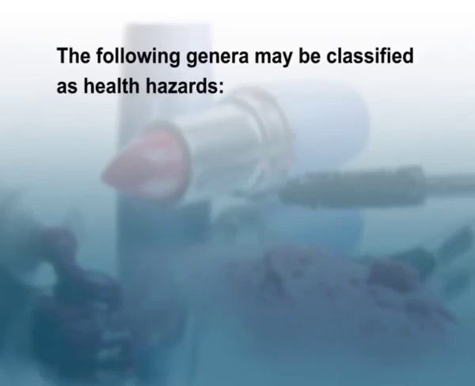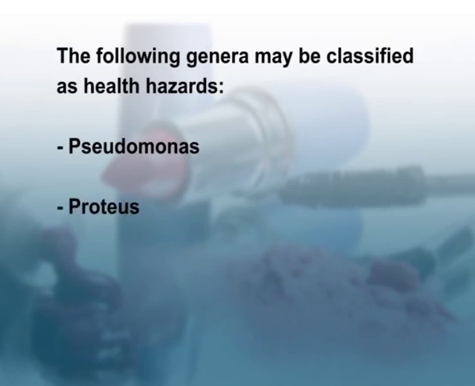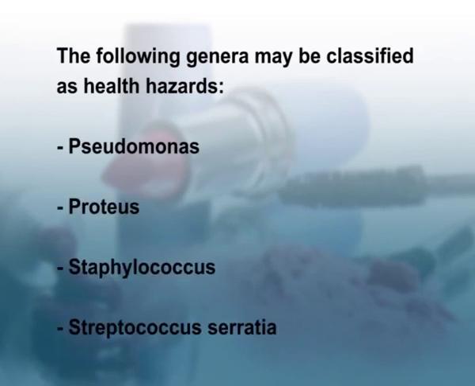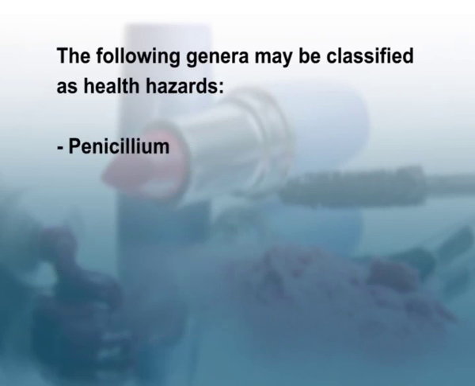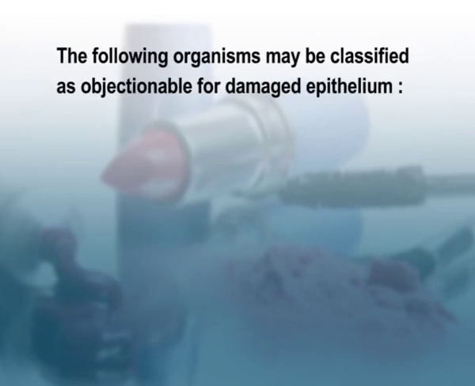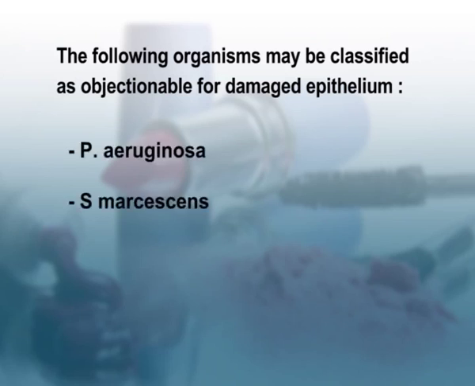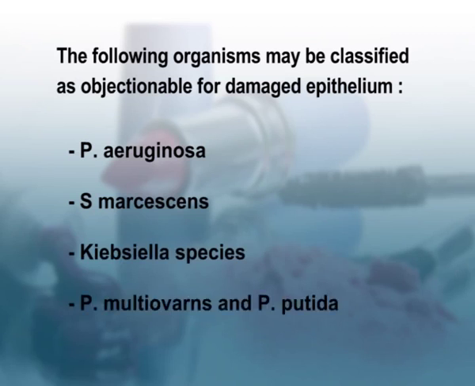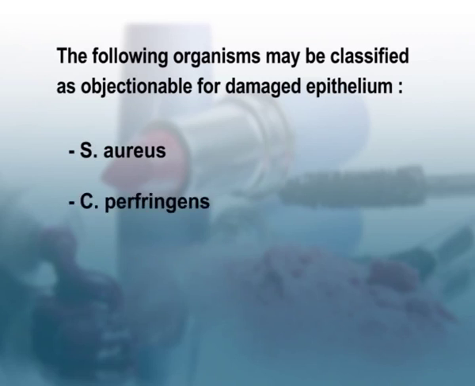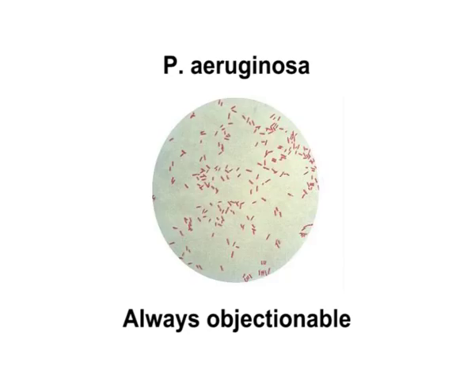The following genera may be classified as health hazards: Pseudomonas, Proteus, Staphylococcus, Penicillium, Aspergillus, Candida, and Monilia. The following organisms may be classified as objectionable for damaged epithelium: P. aeruginosa, S. marcescens, Klebsiella species, P. multivorans and P. putida, S. aureus, C. perfringens, C. tetani, and C. novyi. For cosmetics of the eye, P.